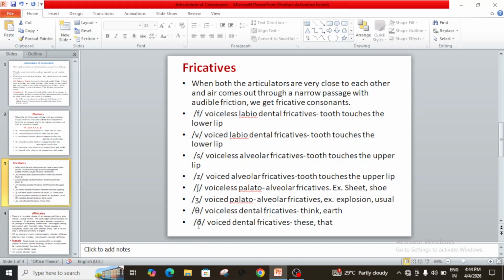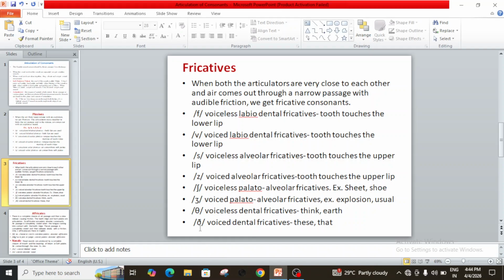Next important fricative is this sound, theta. This is a voiceless dental fricative because the tongue is touching the teeth, not the teeth ridge, but the front teeth. So it is called a voiceless dental fricative.